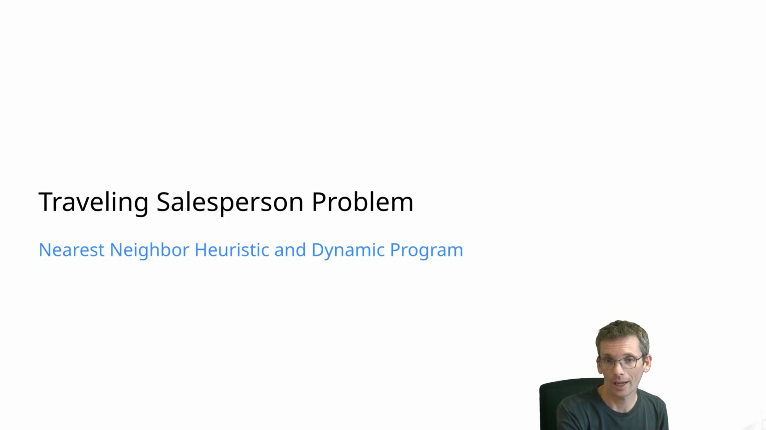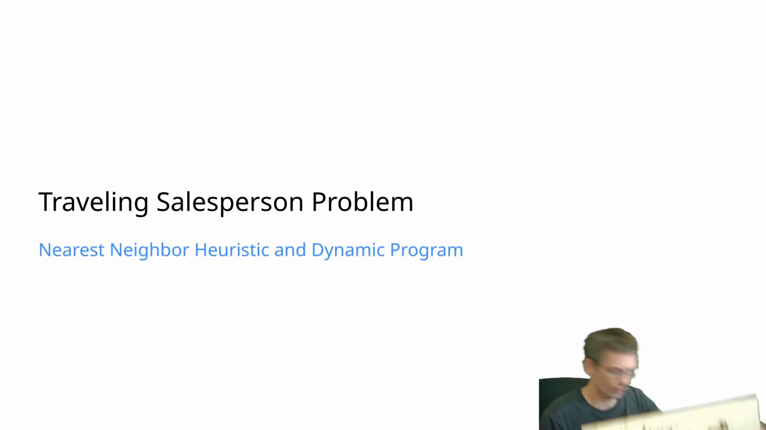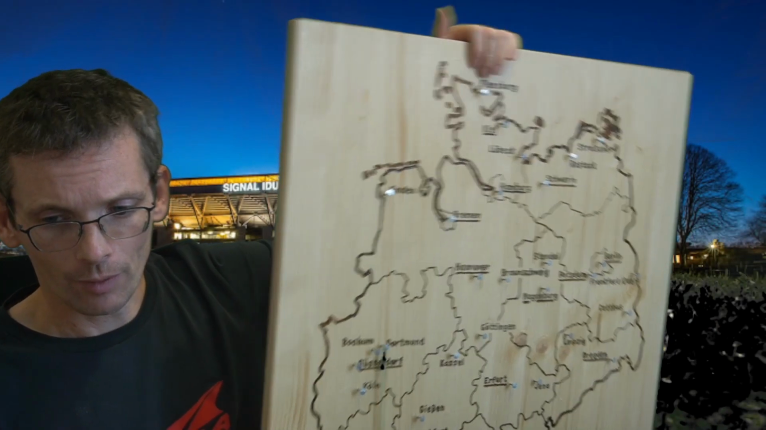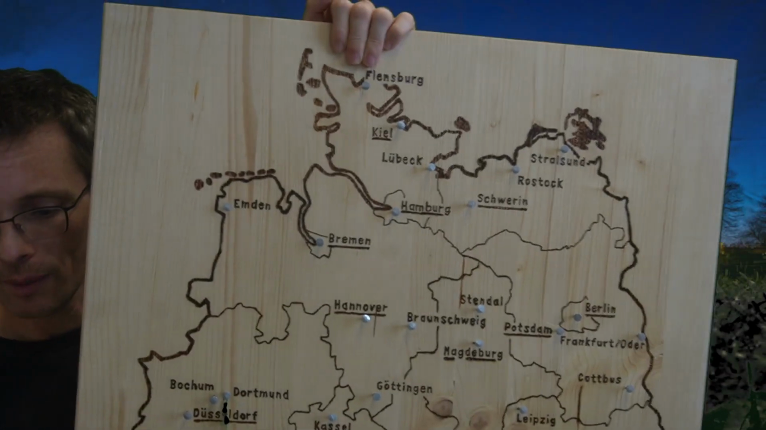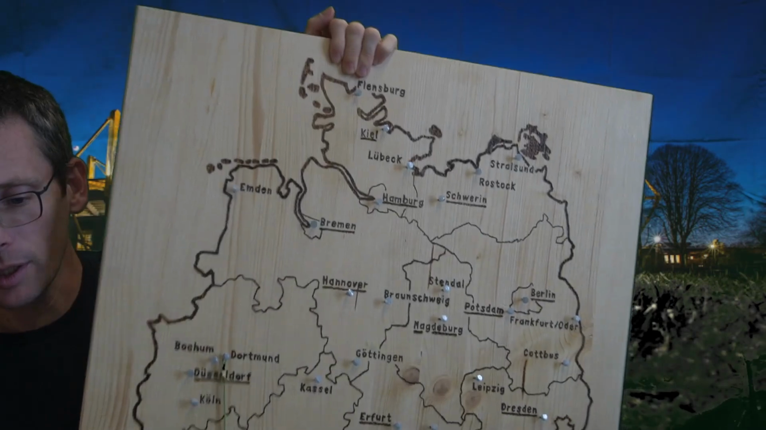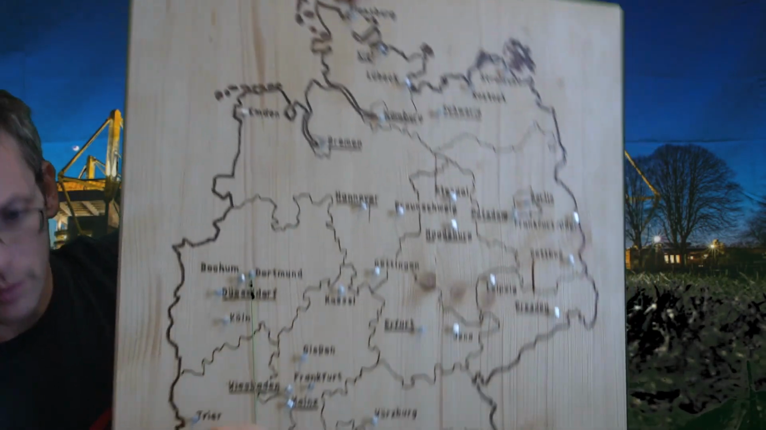Next, we want to take a look at an exact algorithm for a traveling salesperson problem, namely a dynamic program. So what's the traveling salesperson problem again? Here I have a map of Germany. I'm in Dortmund and I want to visit all of the major cities and I want to do a tour that is as short as possible.